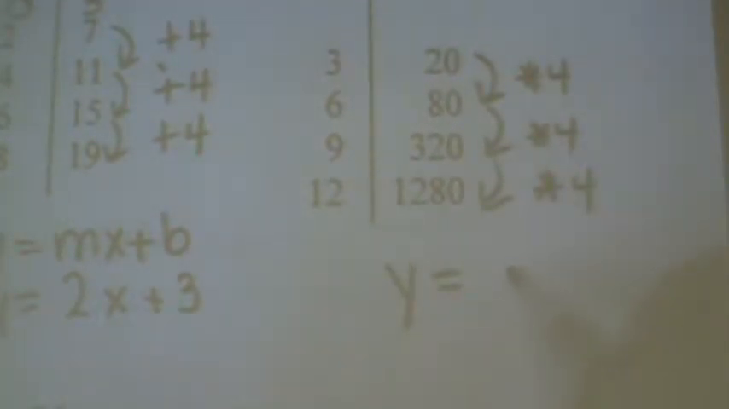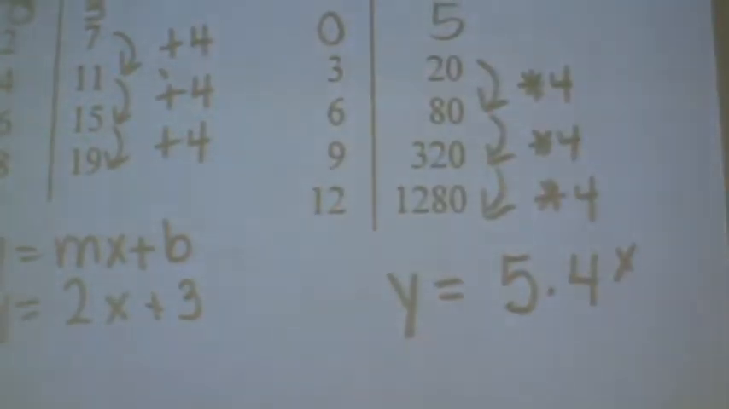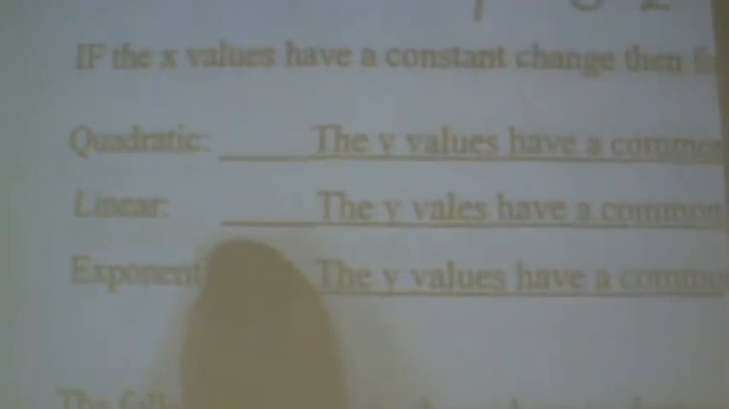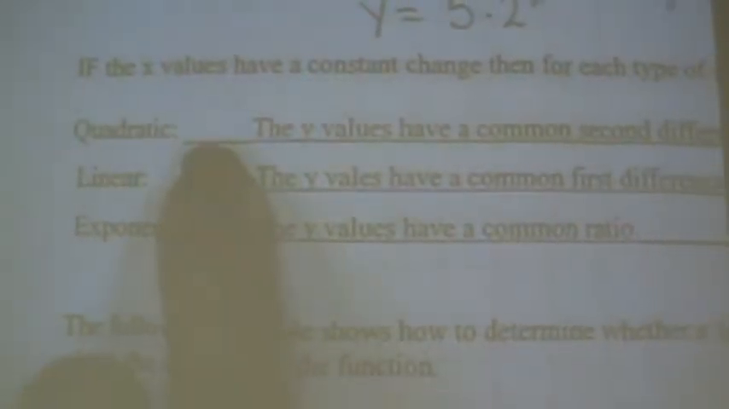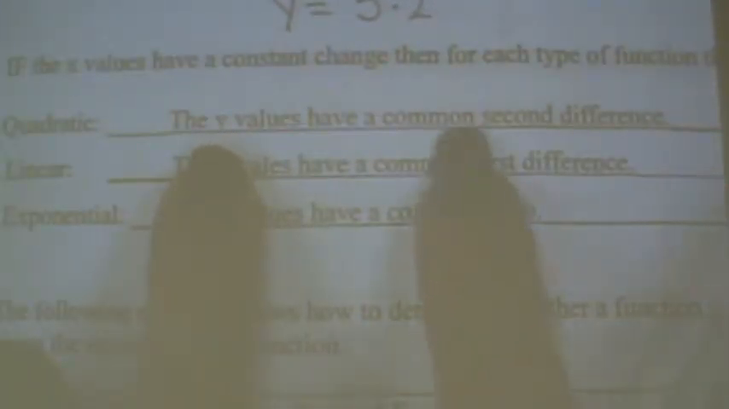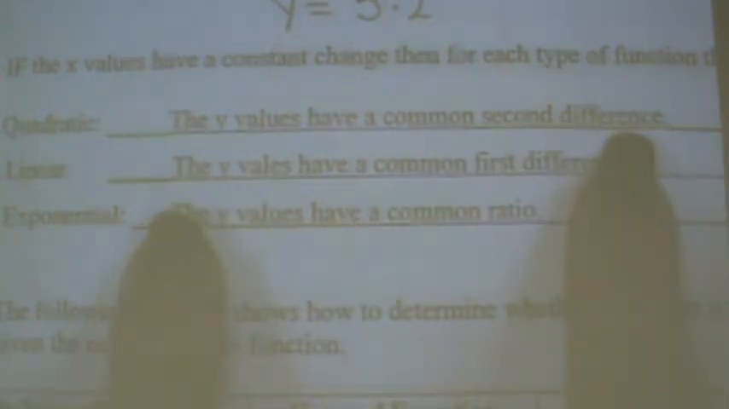And can you tell me what the equation would be? Y equals 5 times 4. 5, good. How did you get 5? Divided by 4. Instead of multiplying by 5, you're going to divide this by 4 to get 5. Good job.